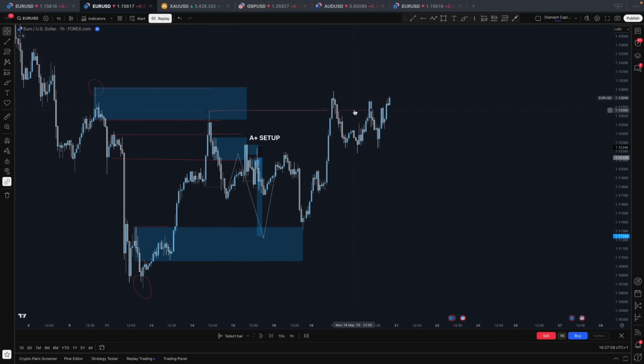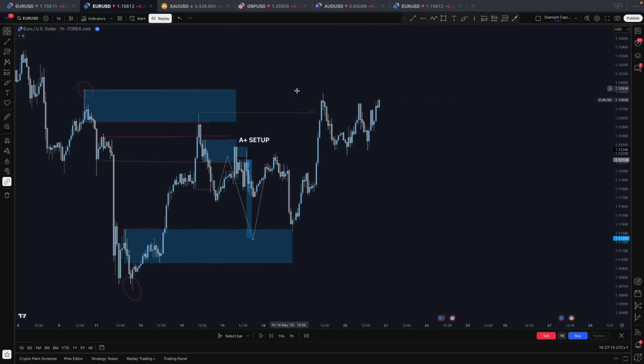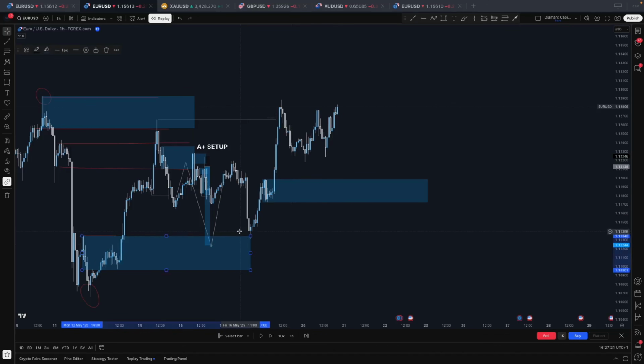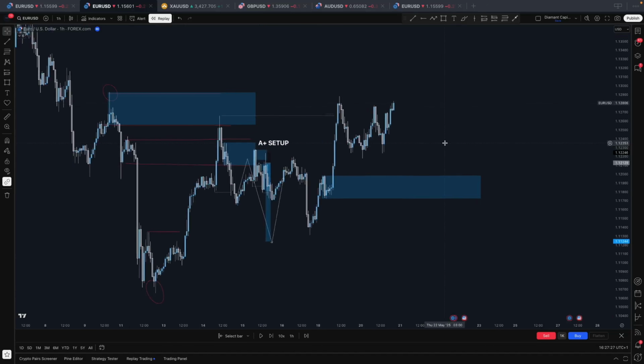So I'm going to mark that up just over there. We've officially had a change of character. What would happen at this point is once we've got this change of character, I'm instantly going to be thinking, all right, where can we potentially get into buys? Because remember, all of this movement over here was for the sells. We now officially are going to be looking for buys.